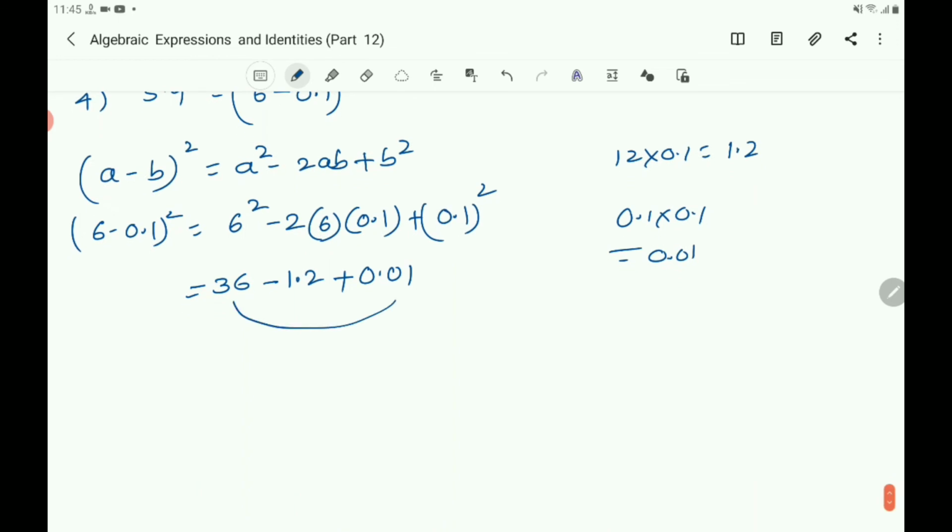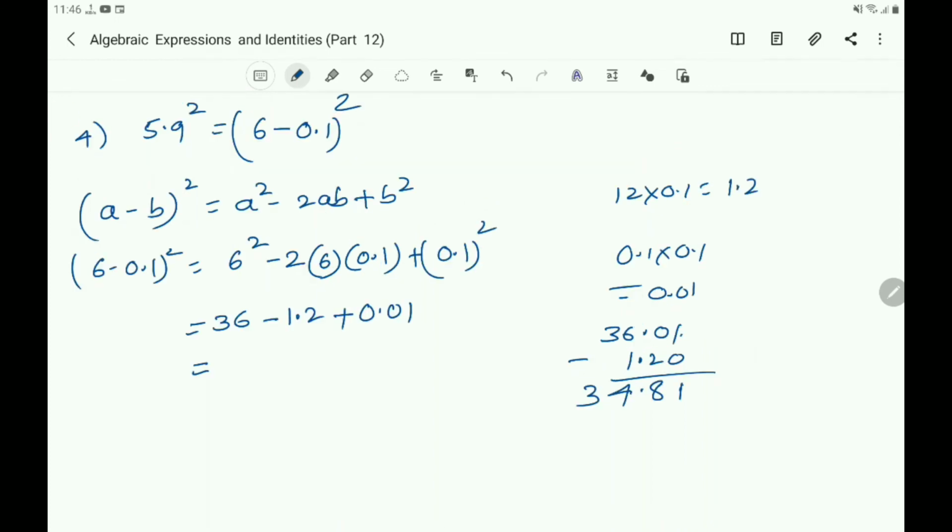Now here you add these two, 36.01 you will get, and you subtract 1.20 from this. 1 minus 0 is 1, 10 minus 2 is 8, 5 minus 1 is 4, so you will get 34.81. Therefore 5.9 whole square equals 34.81. You can verify it by direct calculation, 5.9 into 5.9.